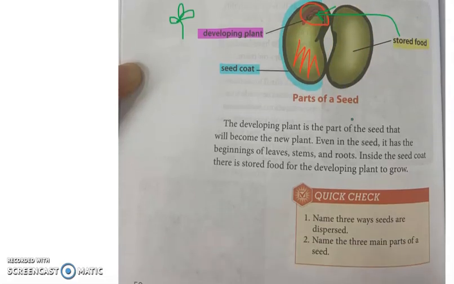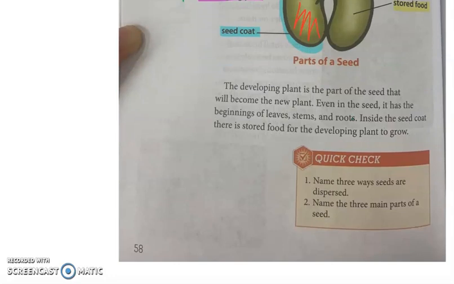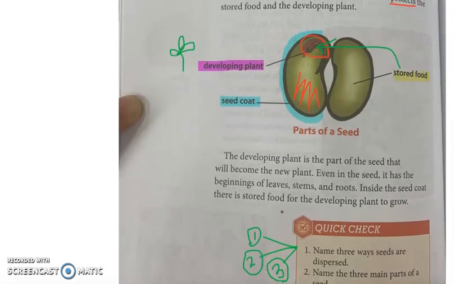Okay, so let's look at the quick check. Name 3 ways seeds are dispersed. So the seed can be dispersed by 3 different ways. One is by wind. Second one is by water. And the last one is by animals or people. And we also know the 3 different parts of the seeds, right?